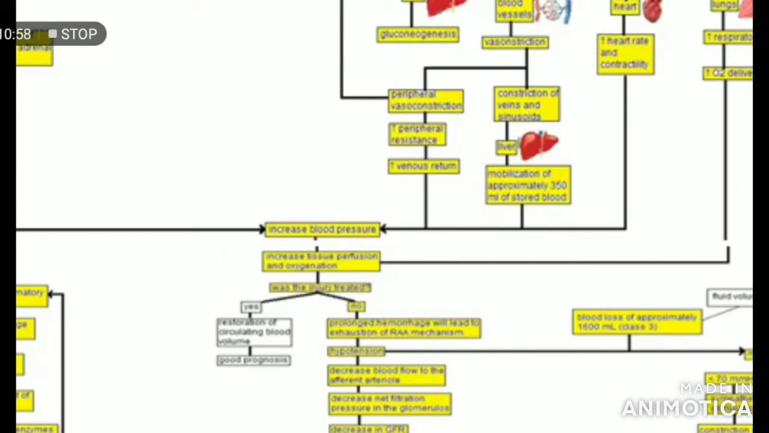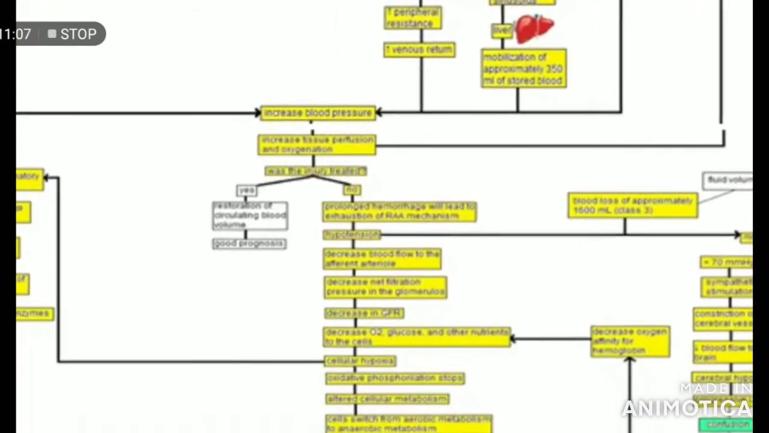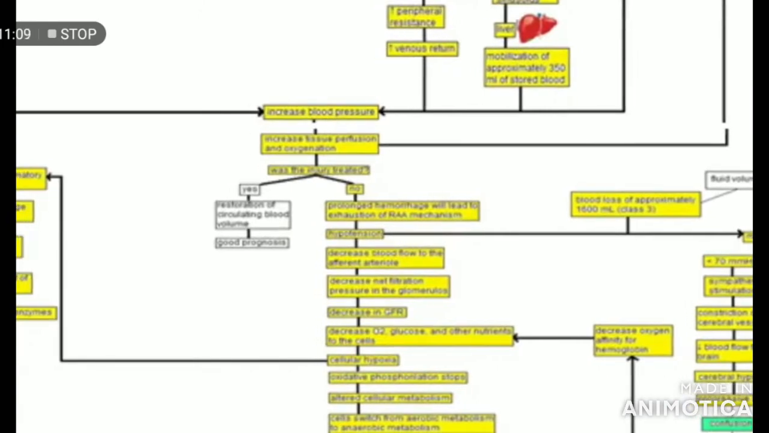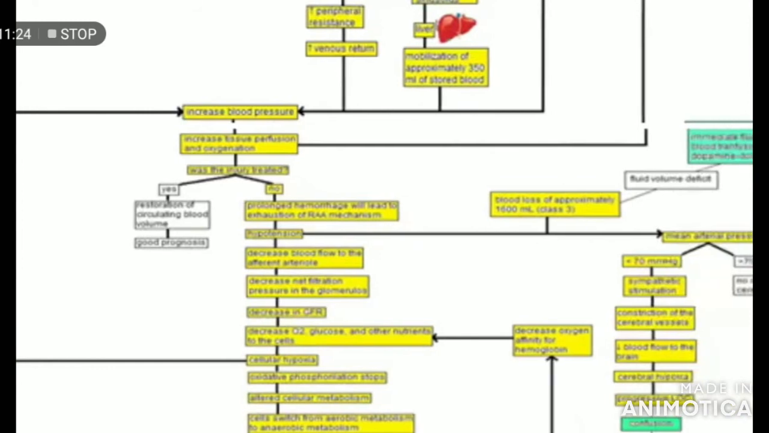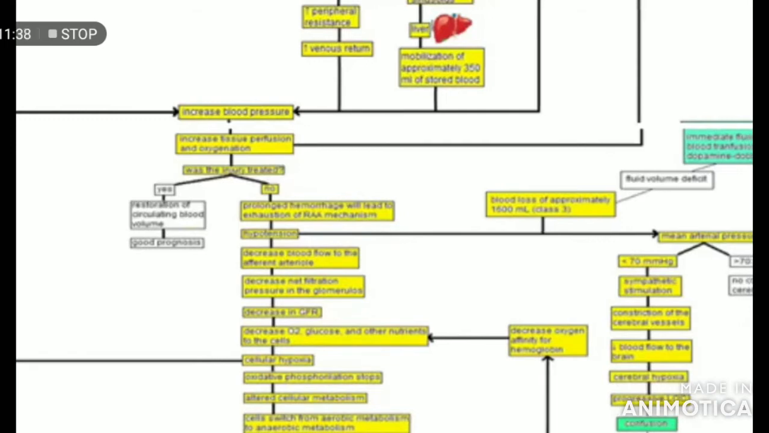So next question: was the injury treated? Could be yes or no. For my patient, it was not treated immediately. But let's say the patient was treated immediately. There is a restoration of circulating blood volume, and it will lead to a good prognosis. But the patient wasn't able to be treated immediately, so the prolonged hemorrhage will lead to exhaustion of the RAA mechanism, which again leads to hypotension.